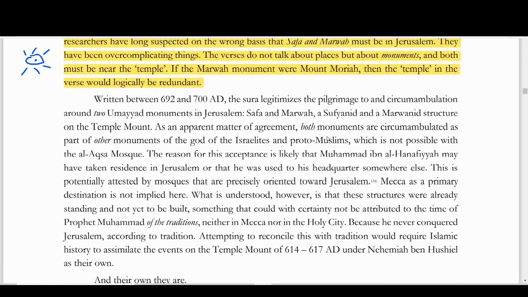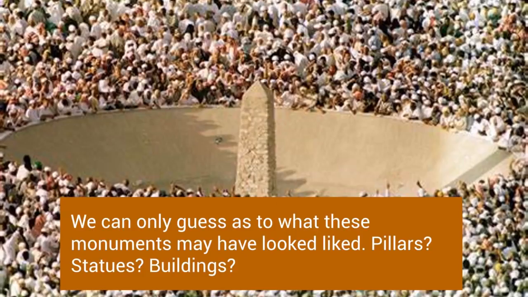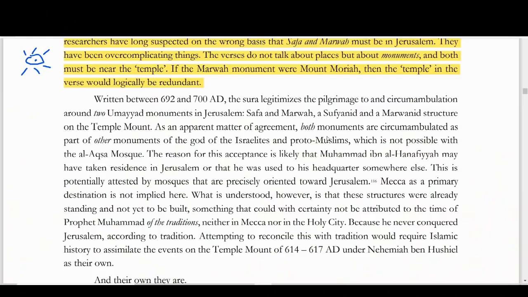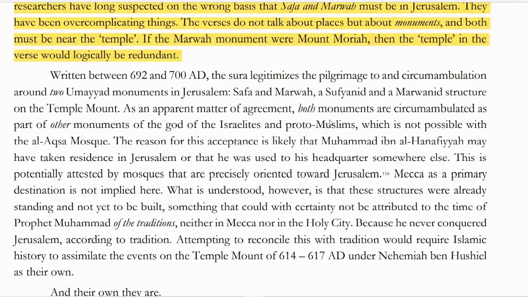Now, written between 692 and 700 AD, the Surah legitimizes the pilgrimage to and circumambulation around two Umayyad monuments in Jerusalem, Safa and Marwa. Okay, so this is very specific in terms of the dating here. Now, what are Safa and Marwa? They are a Sufyanid and a Marwanid structure on the Temple Mount.